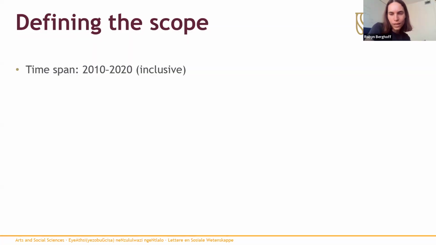So, starting off with defining the scope. We've got these very broad questions: how linguistically diverse and how geographically diverse is multilingualism research? We've got our definition of multilingualism research, but we needed to define a particular time scope for this project. So we chose 2010 to 2020, inclusive of 2020, so roughly an 11-year period.